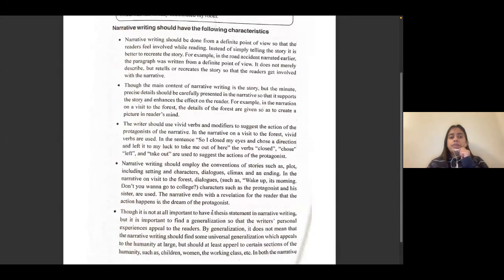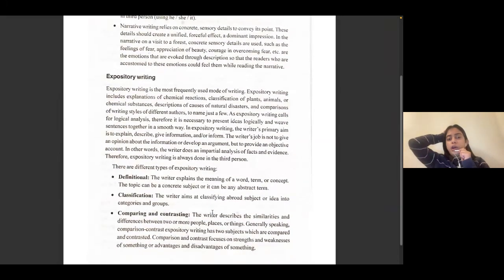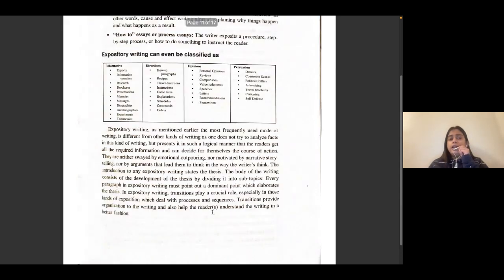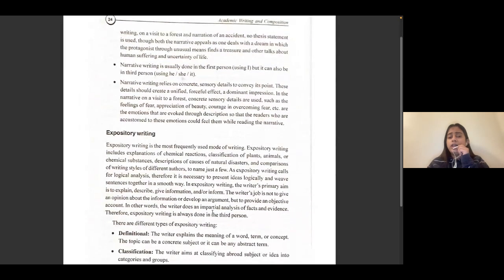Then comes expository writing. Expository writing क्या होती है? Expository writing is a type of writing where you are explaining. तो आप explain कैसे कर सकते हैं? आप define करेंगे, आप classify करेंगे, आप compare and contrast करेंगे. इस तरीके से आप cause and effect बताएंगे, how to बताएंगे. ये क्या है आपका expository राइटिंग.